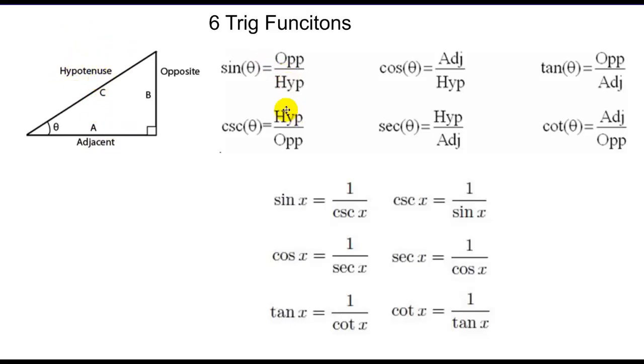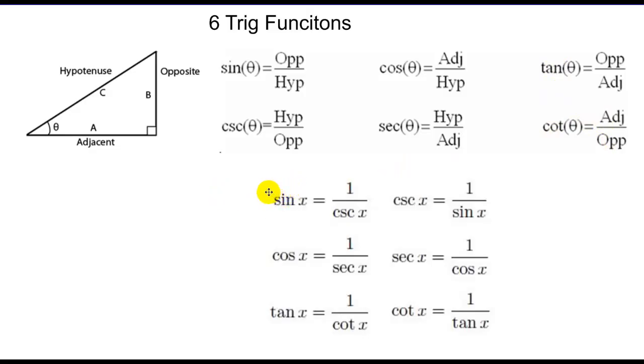Now, from geometry, we know that the sine is equal to the opposite over the hypotenuse, the cosine is the adjacent over the hypotenuse, and the tangent is the opposite over the adjacent. Now, it's also true that the cosecant is the reciprocal of the sine, so it's the hypotenuse over the opposite, where the secant is the reciprocal of the cosine, or the hypotenuse over the adjacent, and the cotangent is the reciprocal of the tangent, or the adjacent over the opposite.